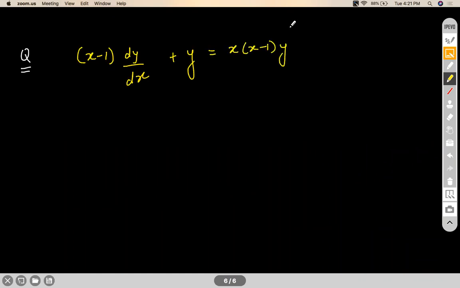Solve this differential equation: (x minus 1) dy by dx plus y is equal to (x minus 1) y to the power 1/3. Just let me know on the chat box once you're done with it.